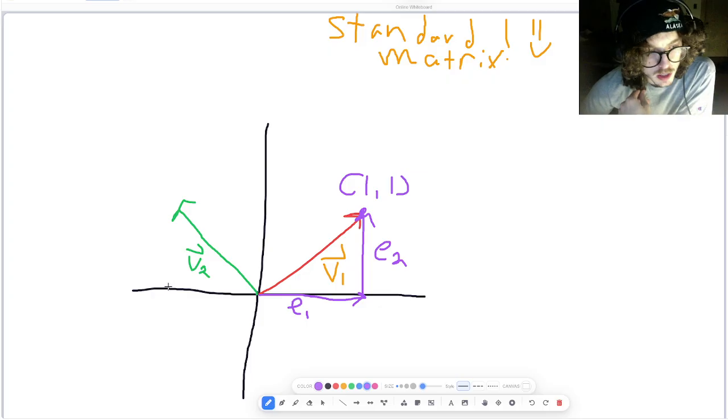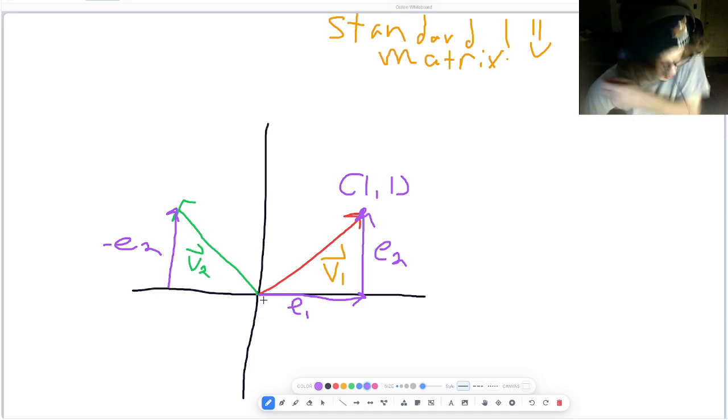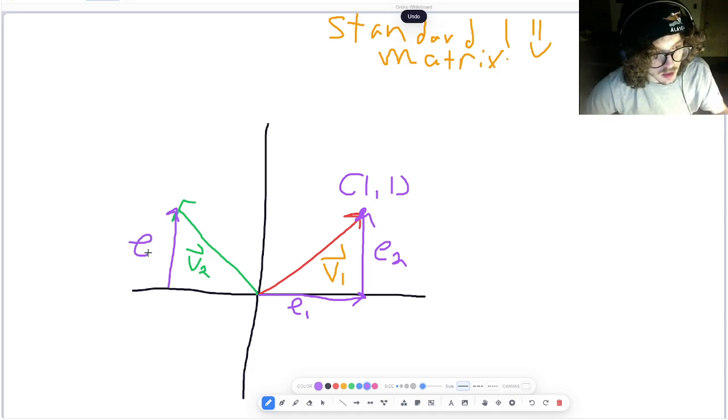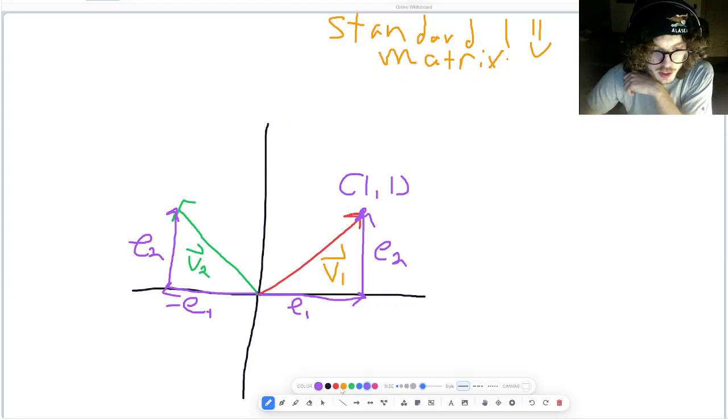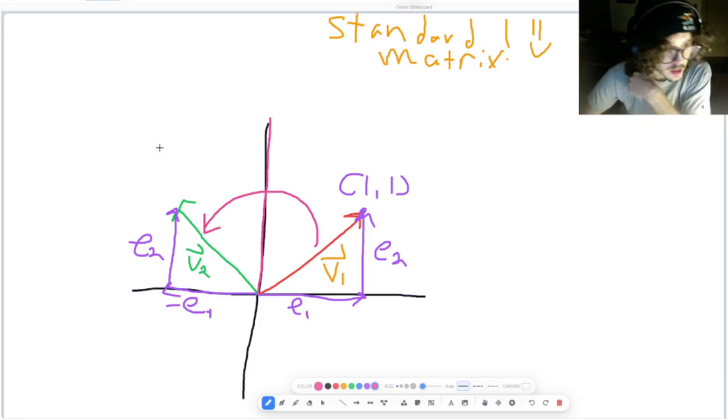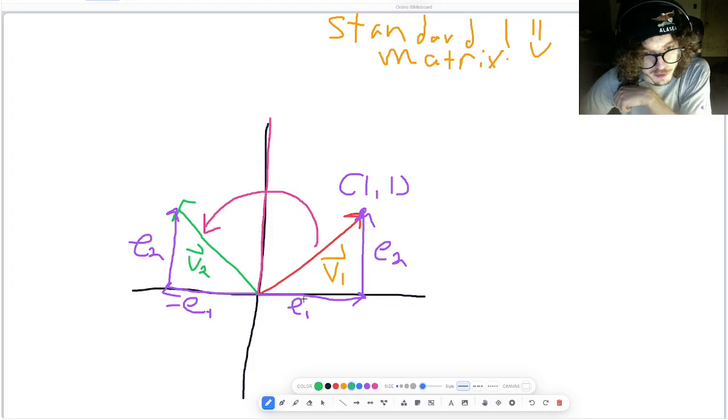Notice what changed. If we break it down in its components, this is E2, just E2. And this here is E1, but it's negative. So we just flipped E1. So this would be a reflection about the y-axis, right? So about the y. Basically we took this guy and we flipped him right over. So he comes to the coordinate of negative 1, 1 in this case.